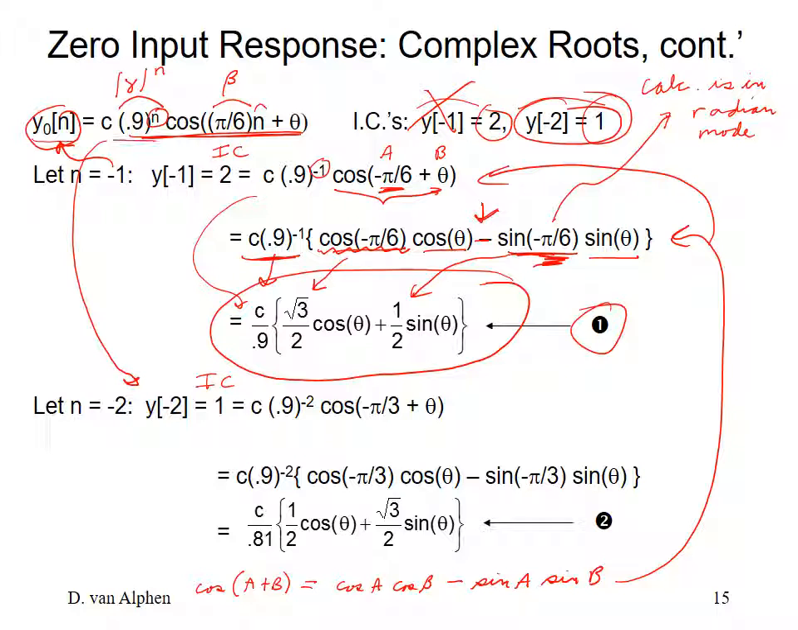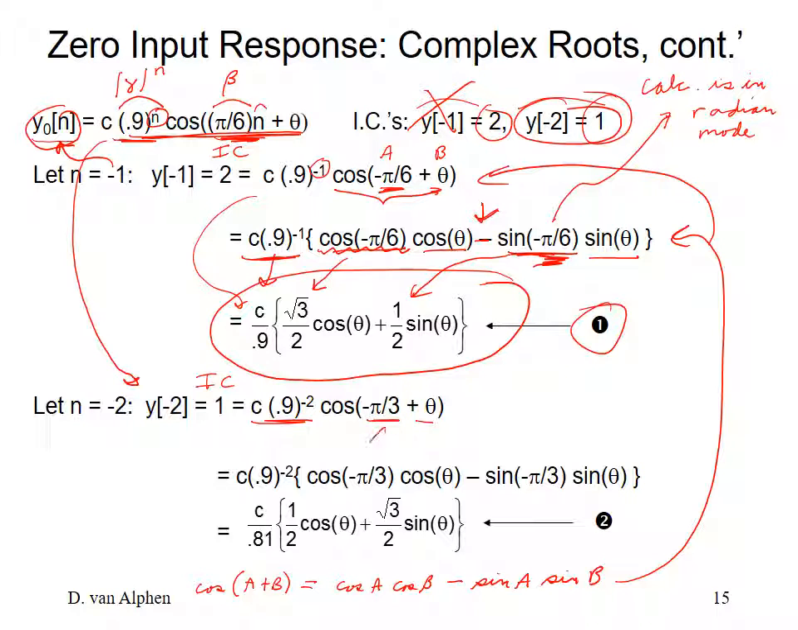On the right-hand side, I have c over 0.9 to the -2 times cosine, remember now, pi over 6 times n, but n is -2. So if I double pi over 6, I get pi over 3, and since n was -2, it becomes -pi over 3. And then I have plus theta. So that's using my initial conditions. Now I'm going to actually do the arithmetic.